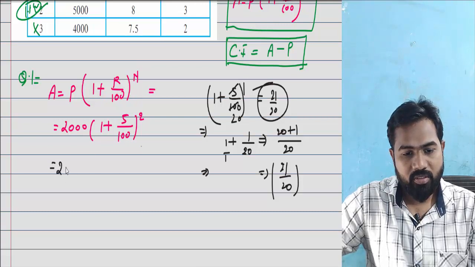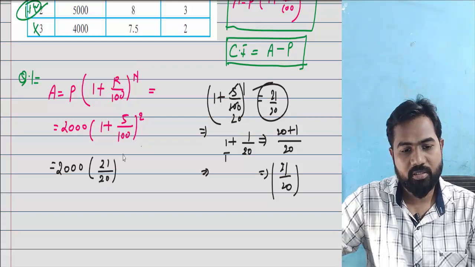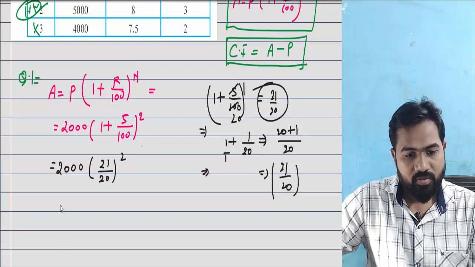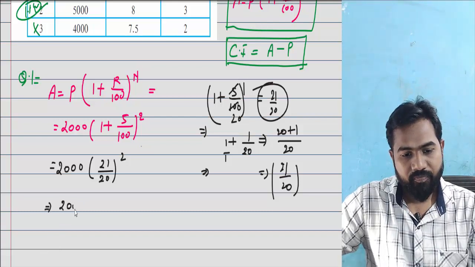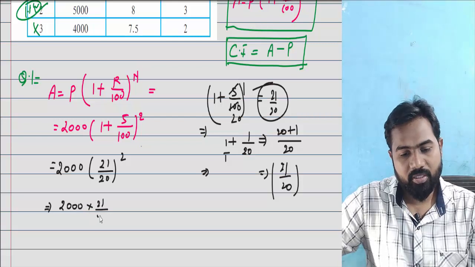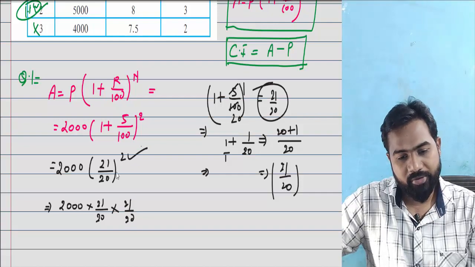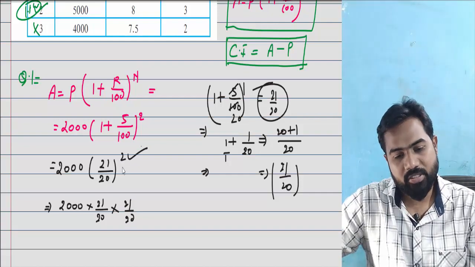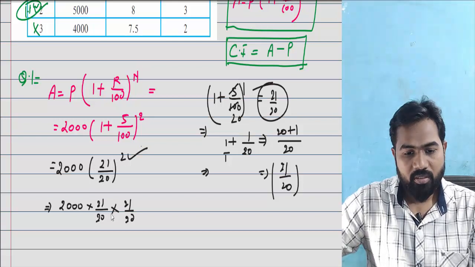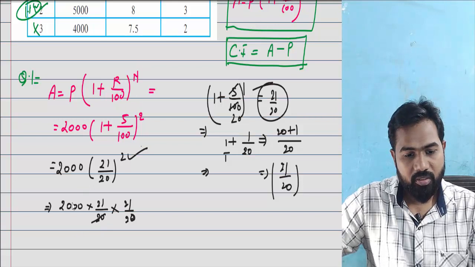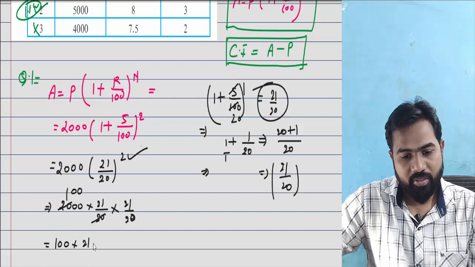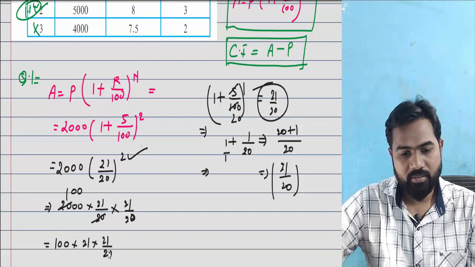So it will be 2000 multiplied by 21 divided by 20, and keep your square as it is. Keep this square as it is. So this will give 2000 multiplied by 21 over 20, again 21 over 20. Why? Because the power is 2, and both 21 and 20 have the power, because this bracket includes the whole fraction. So this becomes 21 over 20, and you have 100 over here. So 100 multiplied by 21 into 21, and this 20 will be as it is.